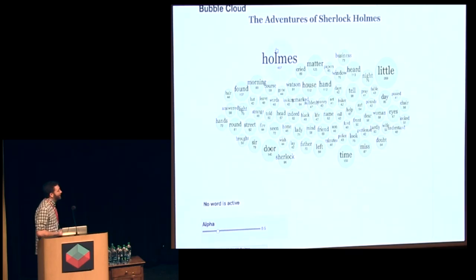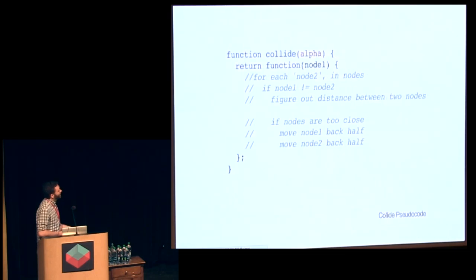To implement this, it's the same idea. We use another modification function. We can call it collide. And we'll just look at pseudocode here, because it's not difficult, but it's a little long. So again, this is being executed for each node at every cycle of that physical simulation, that node layout. So inside of this, we can loop through all the other nodes and then do a simple distance check. If they're too close based on the data attributes that we already know in those nodes, then we just move them back by half.